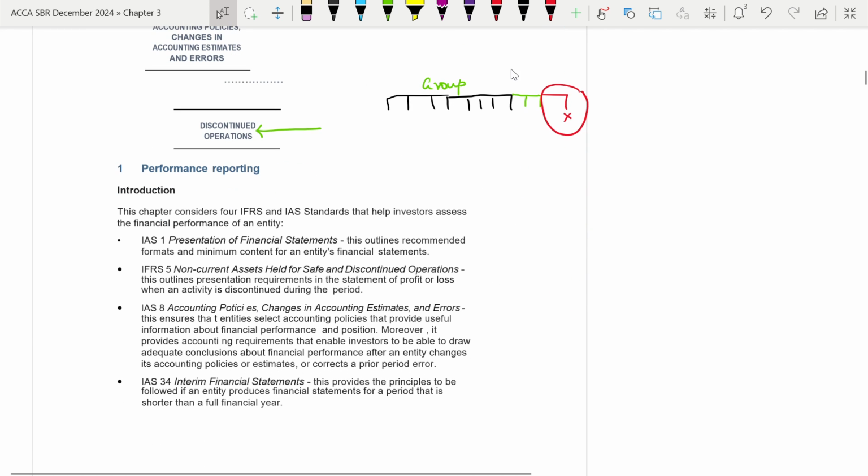Now, what are the things basically? First one, IAS 1, presentation of financial statements. You take any financial report. This consists of IFRS and IAS standards, which help the investors to assess the financial performance of the entity. What are the things we are going to work out? We are talking about presentation. This is a simple one.